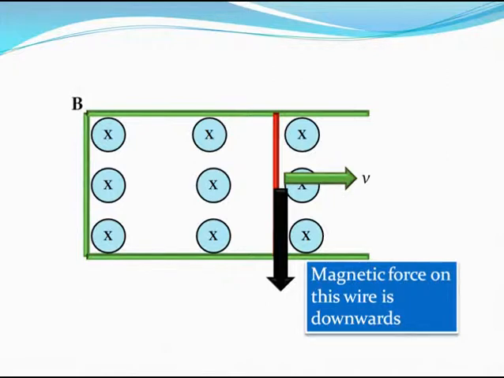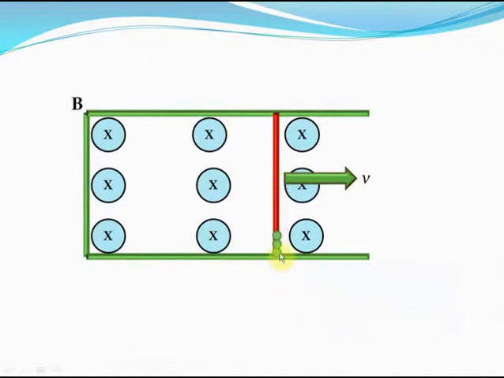Now B is into the plane of the screen, v is towards the right. So when you curl your fingers from v to B, the thumb points upwards. But these are electrons, so the magnetic force on negatively charged electrons will be downwards. So the net electrons present in the wire will tend to move downwards, these green electrons. And because they move downwards, a negative potential will come at the lower end of this rod, and a positive potential will come at the upper end of the rod, and therefore an EMF will be induced, isn't it?